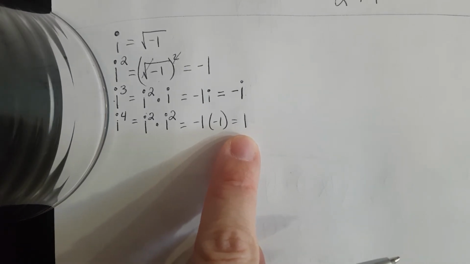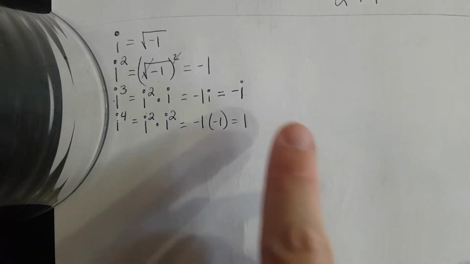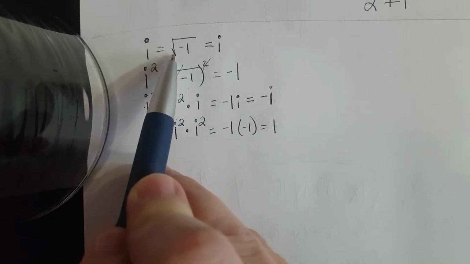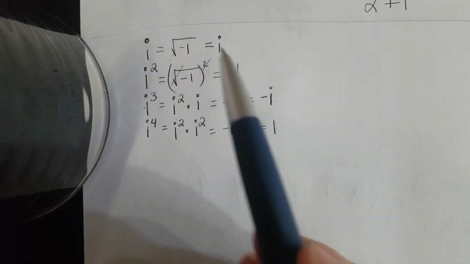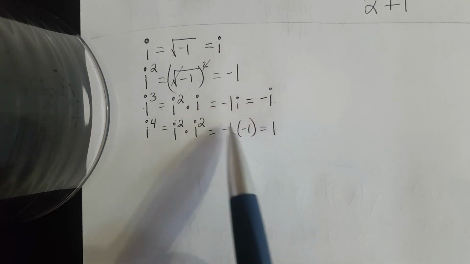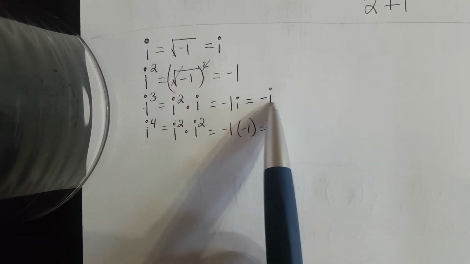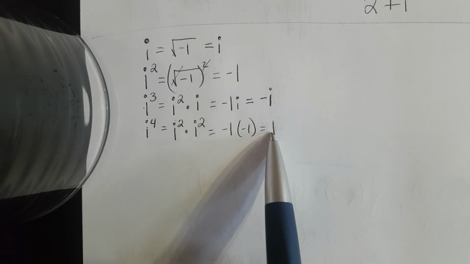In the next video, I'm going to show you how that's used. But these, really we just write i. We're not going to write that it's the square root of -1, but you need to know that. But what you need to know is this cycle: to the power of 1, to the power of 2, to the power of 3, to the power of 4. You need to know those.